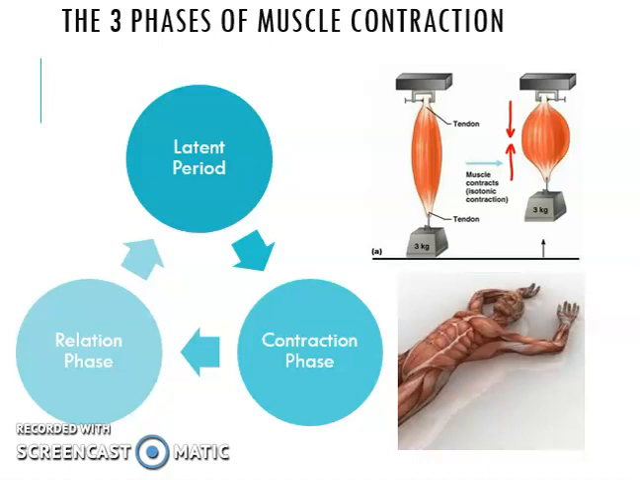There are three phases to a muscle contraction. Firstly, you have the latent period, which is where the contraction starts as a stimulus containing an action potential. The stimulus is transported through the body via the nervous system using neurons until it reaches the sarcoplasmic reticulum. This then releases calcium, which binds to troponin and reveals an actin binding site.